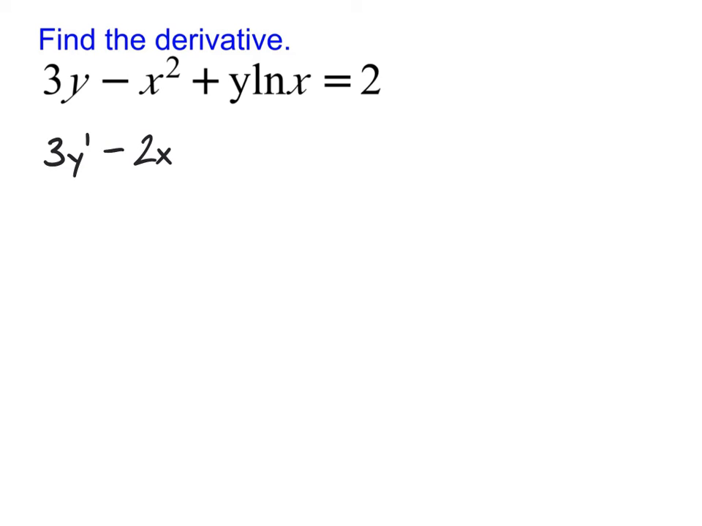Which rule am I going to need to find the derivative of y natural log of x? Yep, notice this is y times natural log of x. So yes, it's going to be product rule here. Product rule means original times the derivative. So the derivative of natural log is 1 over x. Then that's going to be plus derivative times original. Derivative of y is y prime. And that's going to be times the original, natural log of x, equals 2.